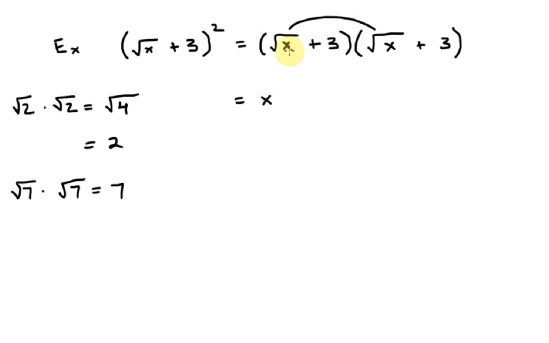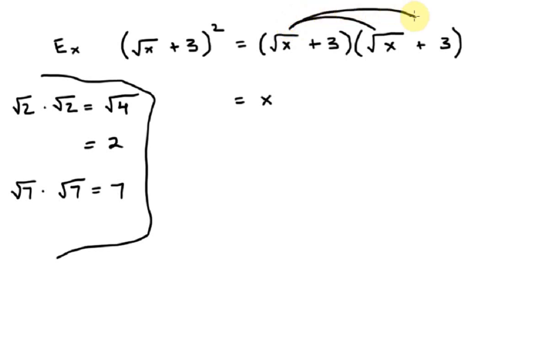Okay, so here I've got root x times root x. So I know that's just going to be x. All right, let's just put a line here so we don't get mixed up with that. Then I've got to go root x times positive 3. So that's positive 3 root x. Now I carry on with positive 3 times root x. So positive 3 times root x. And finally, I've got 3 times 3, which is 9.